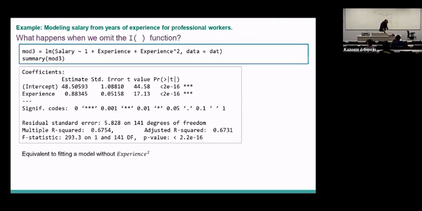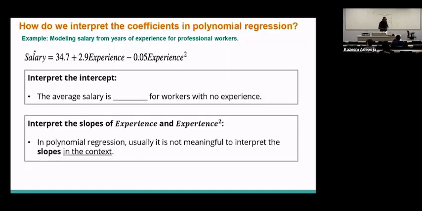Now the next thing is how we interpret when you actually fit a model, whether a polynomial regression model or whatever. You need to interpret. The average salary will be 34.7 for workers with no experience. What is the meaning of no experience? Experience equal to zero. When you plug in zero into experience in the fitted model, what does that give you? That will give you 34.7, right?